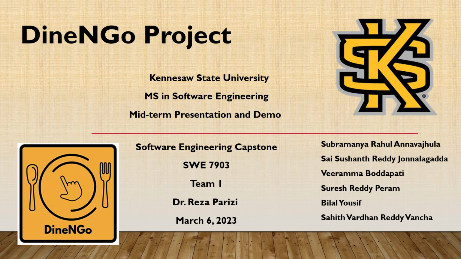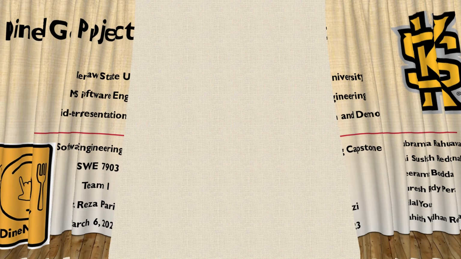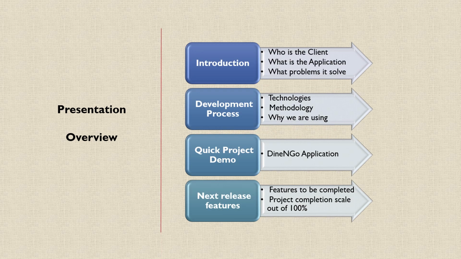In the next slide, we'll discuss the overview of this midterm presentation. Now, let us understand the presentation overview. There are several pointers involved in our presentation. The first pointer is the introduction. The introduction majorly focuses on describing who the client is, what the application is, and what problems this application solves in real time. Coming to the second pointer, we have the development process.